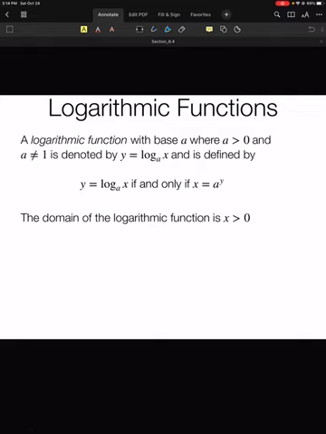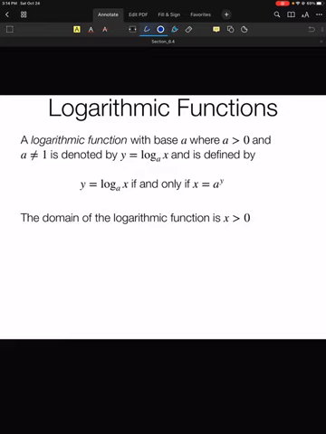A logarithmic function with base a, where the base is greater than 0 and not equal to 1, is denoted by y equals log base a of x, and is defined by the statement that y is equal to log base a of x if and only if x is equal to a to the y. And so we've got a lot to unpack here.